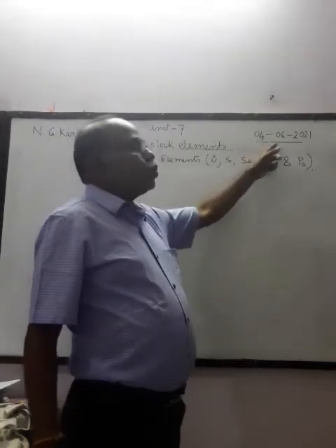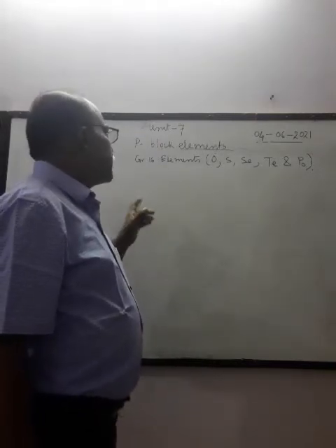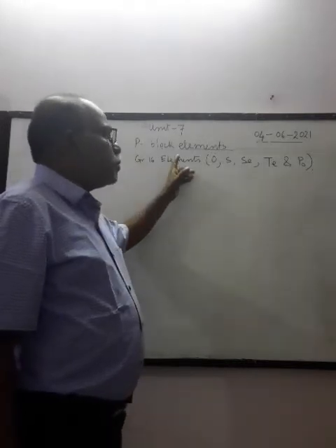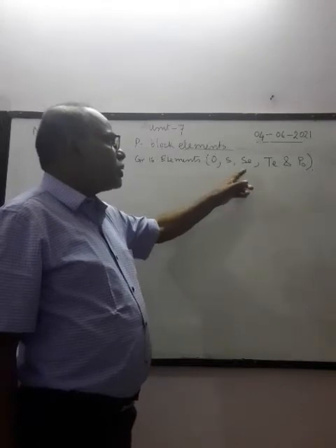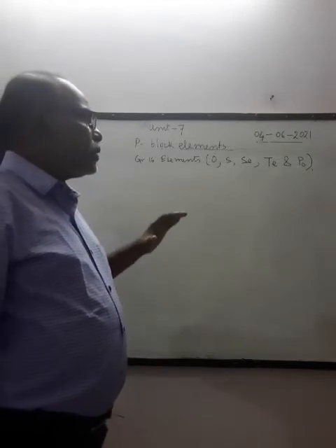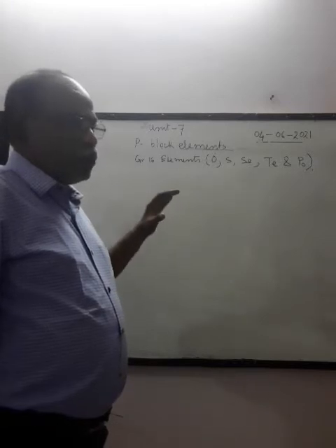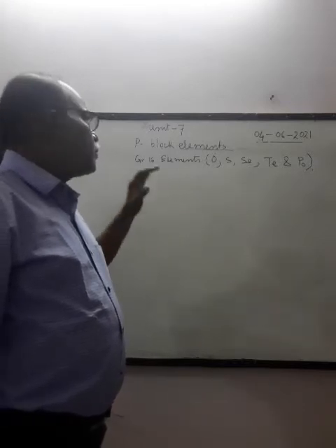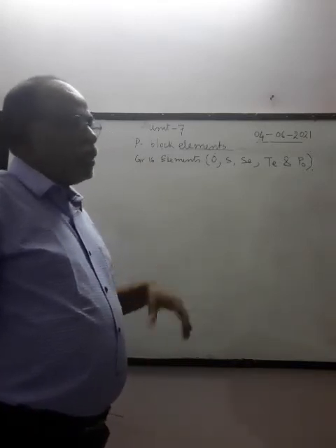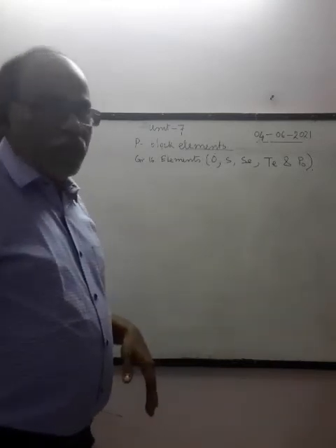Today, 4th June 2021. In the last two classes we discussed group 16 elements of the p-block, that is oxygen, sulfur, selenium, tellurium and polonium. In the last two lectures I have already discussed some general properties of group 16 elements. Today we will discuss the remaining, last part of the general discussion on group 16 elements.